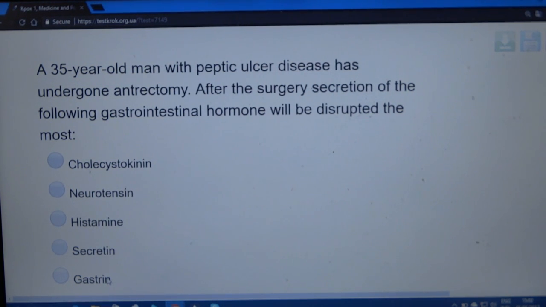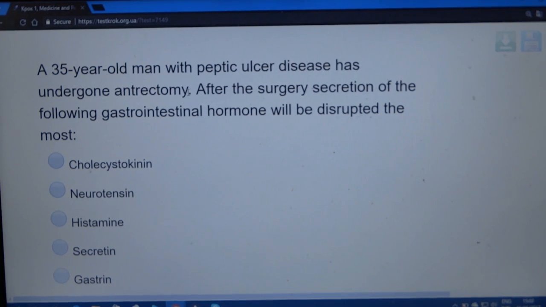A 35-year-old man with peptic ulcer disease has undergone antrectomy. Now this means the antrum part of the stomach has actually been removed. After the surgery, secretion of the following gastrointestinal hormone will be disrupted the most.